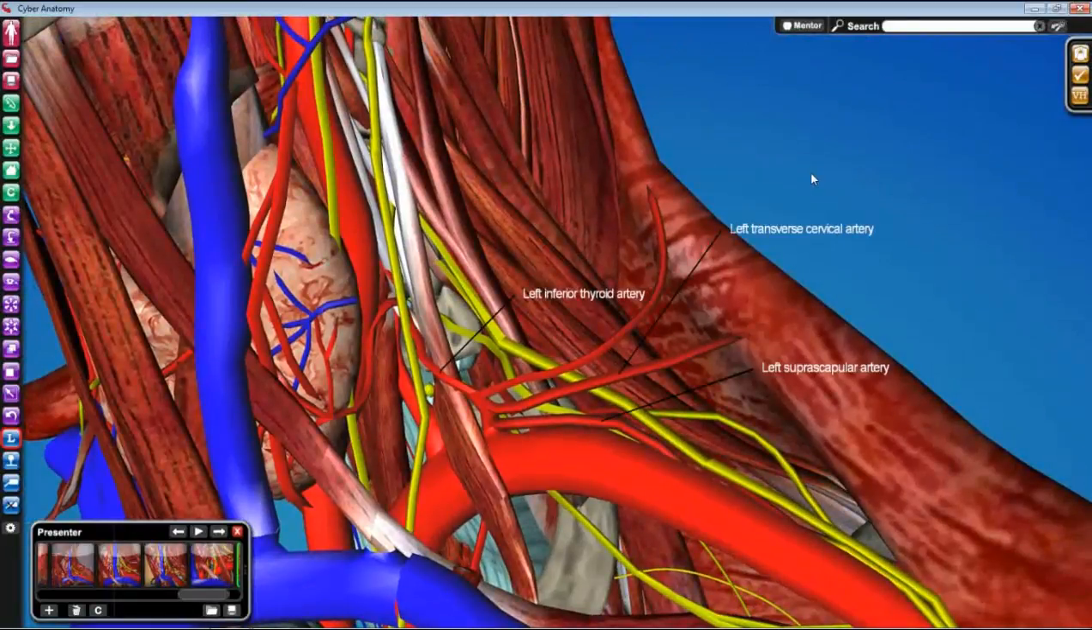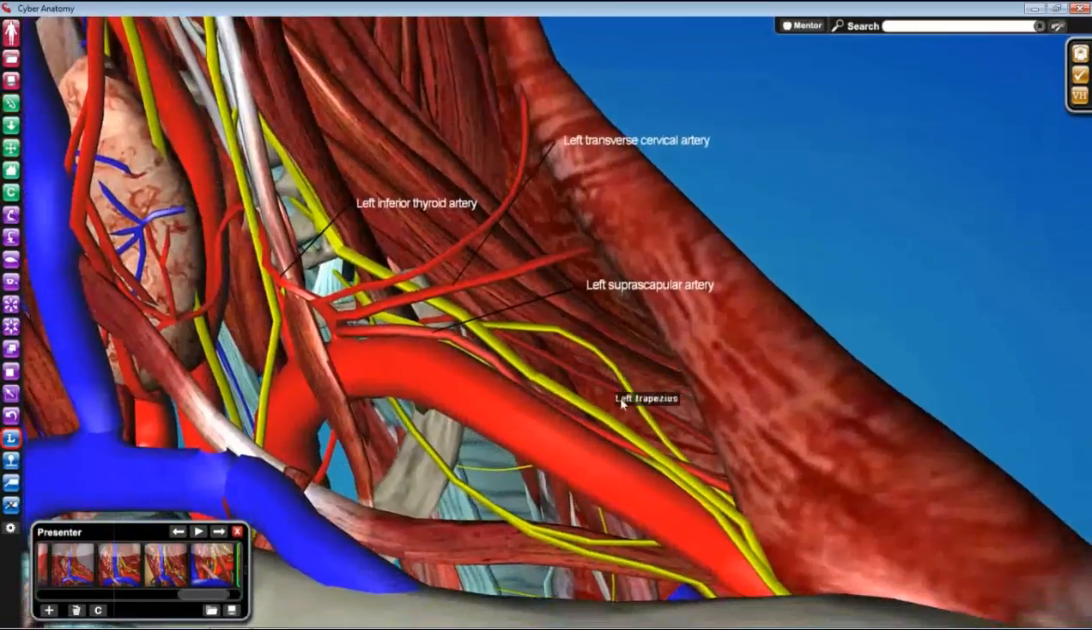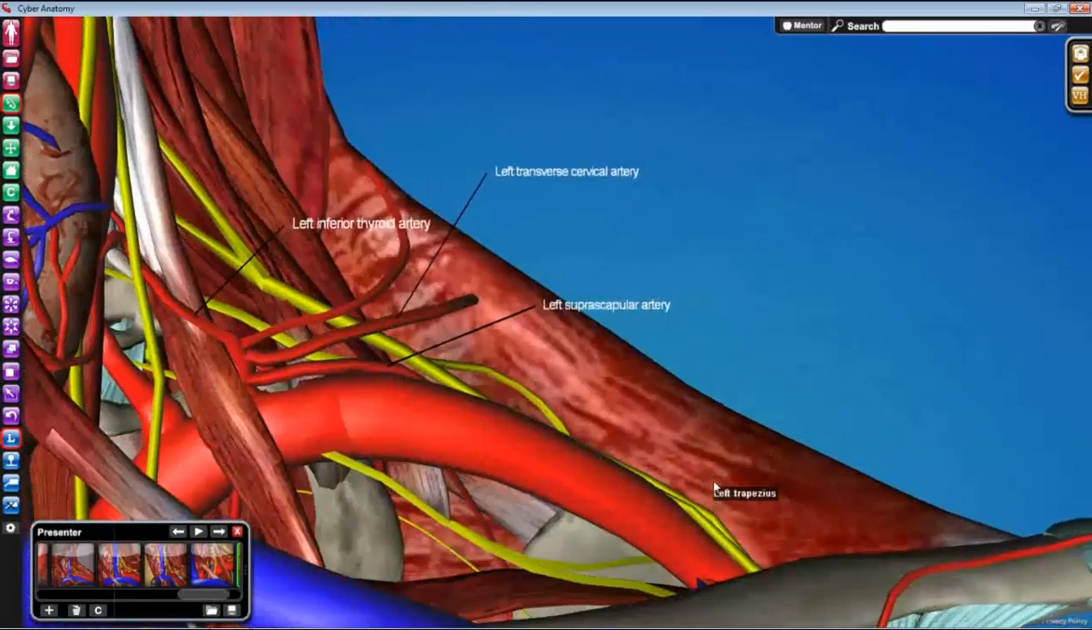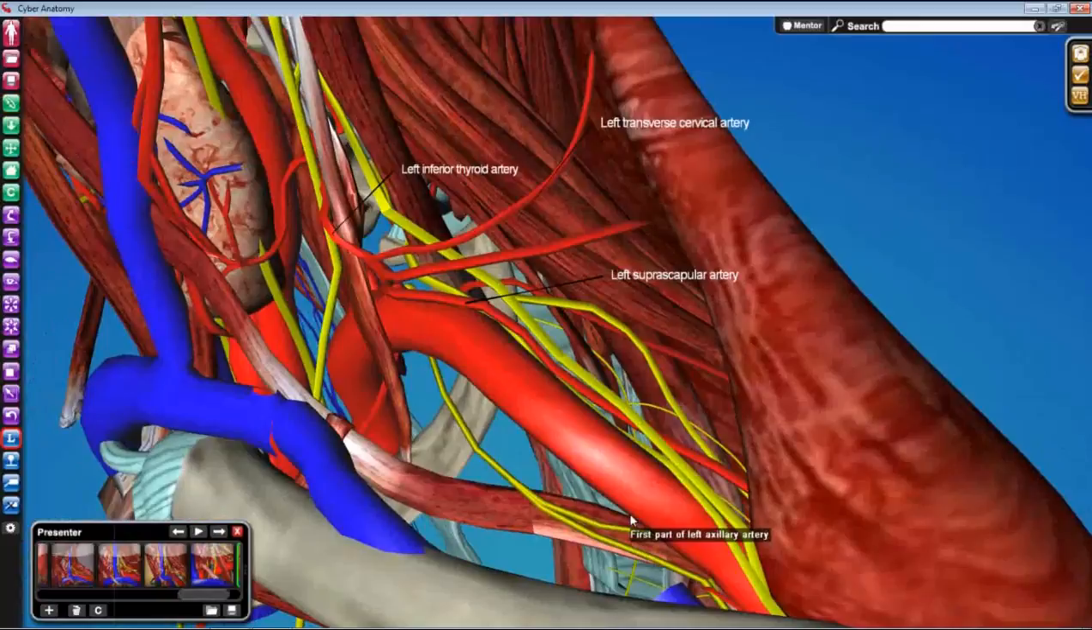But the 3 branches you should find right away are the inferior thyroid artery, which is going to the thyroid, the transverse cervical artery, which is going kind of across the neck to go to the trapezius, and the suprascapular, which is running essentially horizontally because it's making its way over to that suprascapular notch that you dissected a few weeks ago.